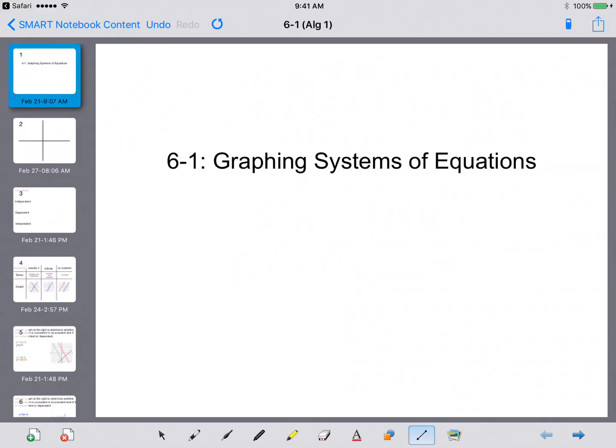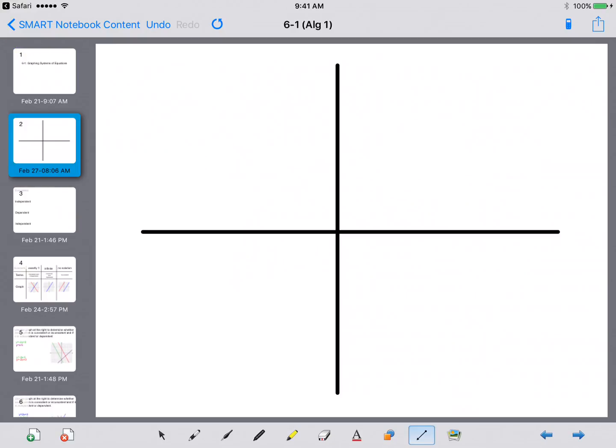So today we're going to be going over 6.1 graphing systems of equations, and it's going to be very important for you to follow along and listen closely to what I'm saying so you can crank out the homework. So first off, a system of equations is two equations that can be graphed on a number line.